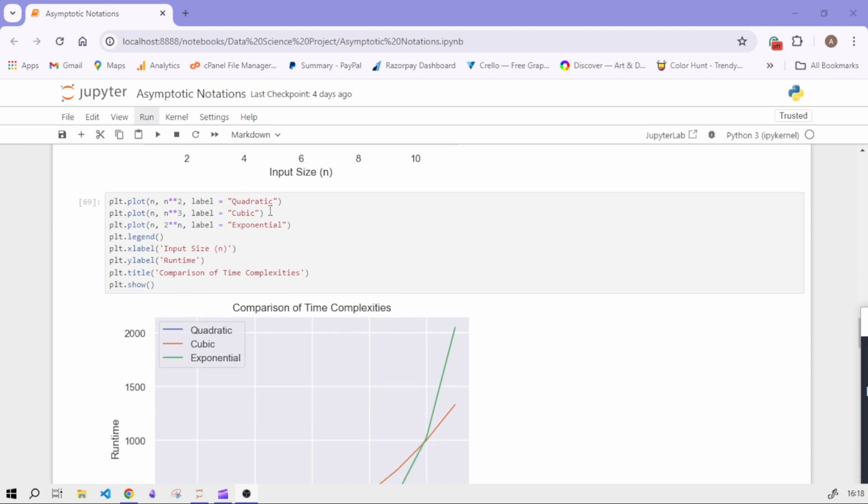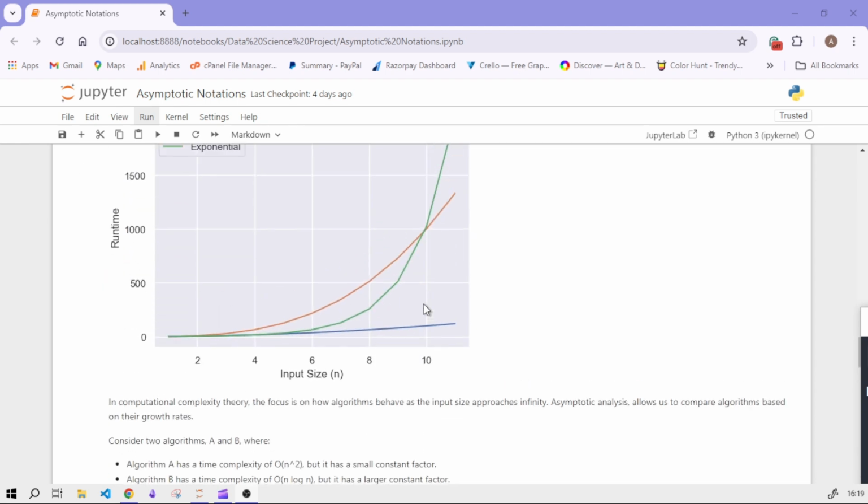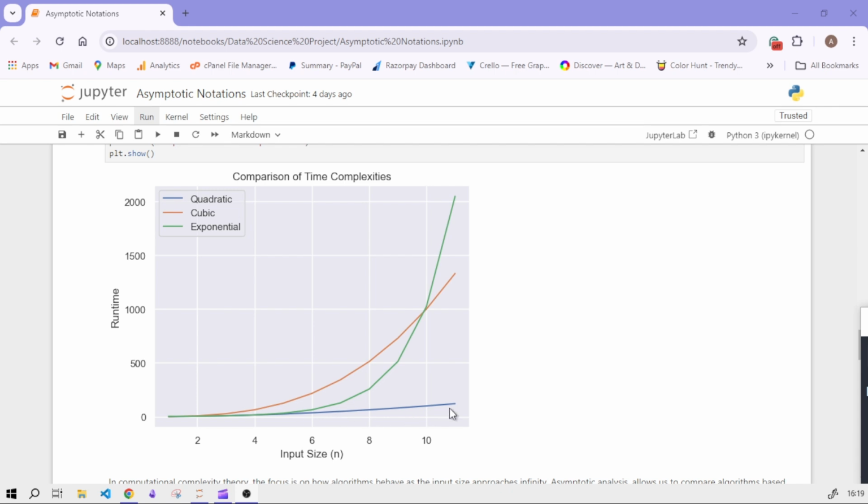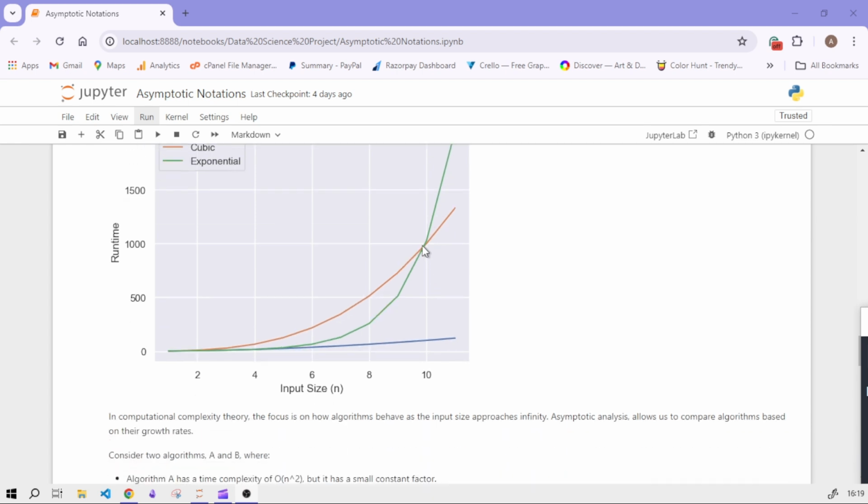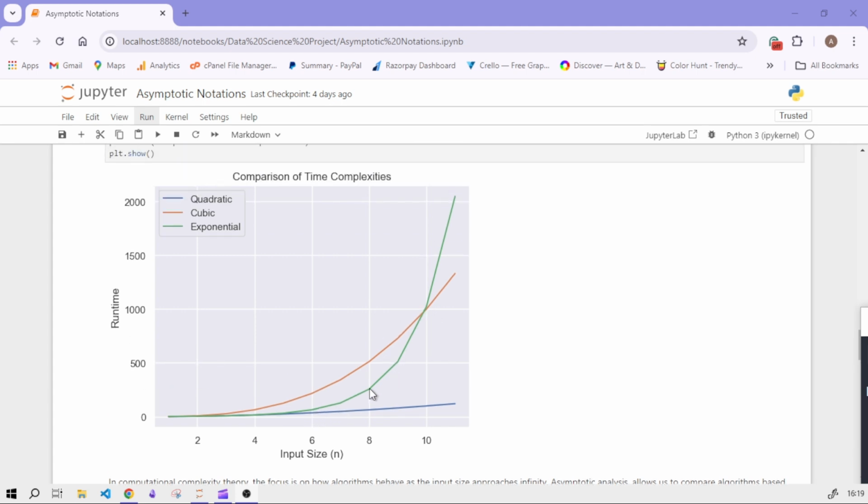Okay, now if you have quadratic big O, then what you can see here is quadratic, exponential, and cubic. This is quadratic, then you have this as cubic, and then you have this exponential. So as you can see, initially the exponential function was performing better as compared to the cubic one. But after a certain input size, the performance of exponential degraded. So it exploded here.